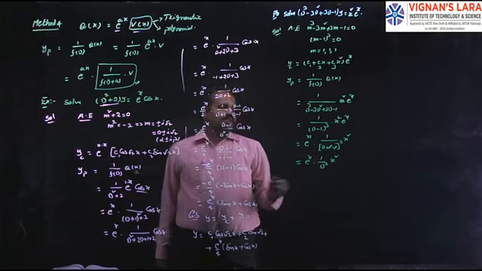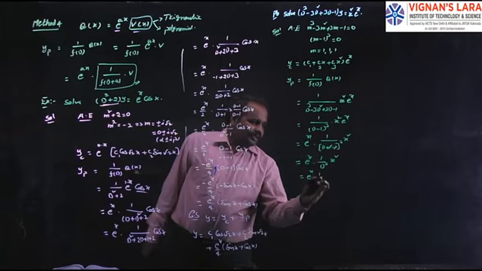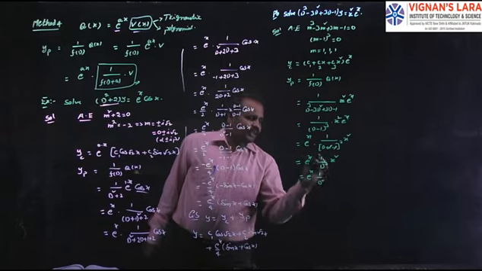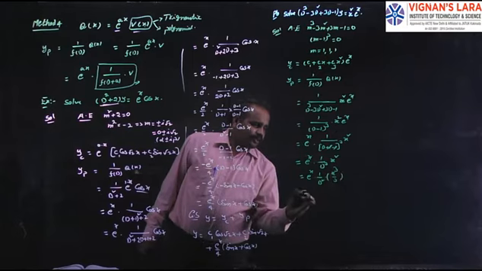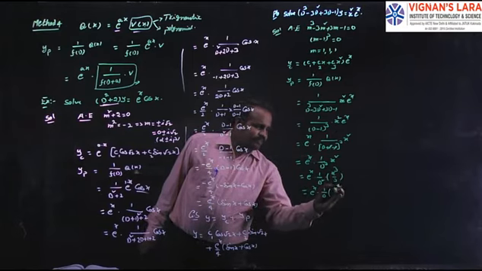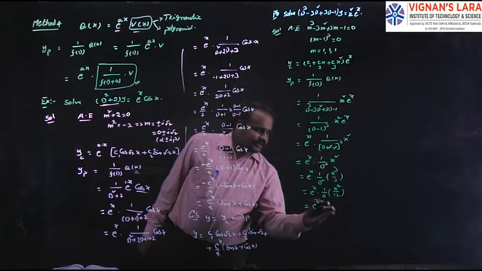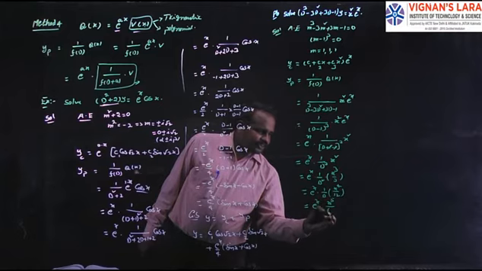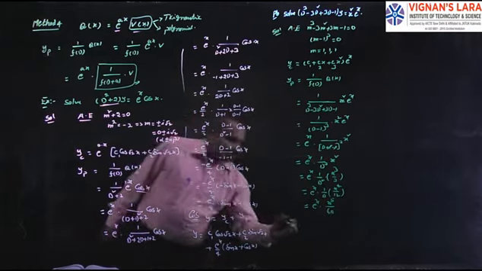So e power x into 1 by D cube can be written as 1 by D square into 1 by D of x square, which is x cube by 3. e power x into 1 by D, again integration, x power 4 by 4, 3 fours are 12. Again integration, e power x into x power 5 by 5, 12 fives are 60. So yp is e power x into x power 5 by 60.